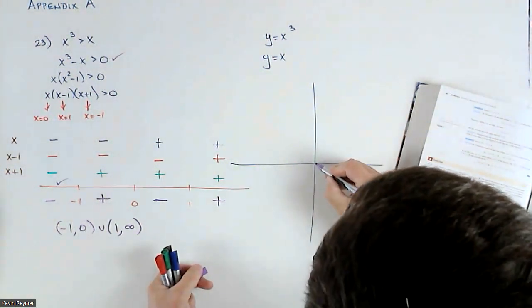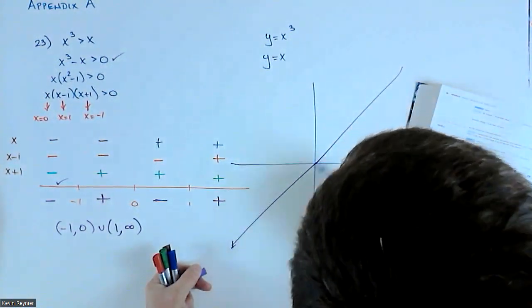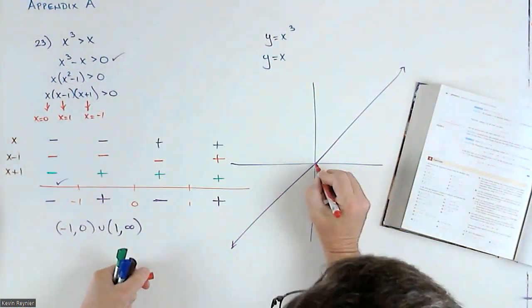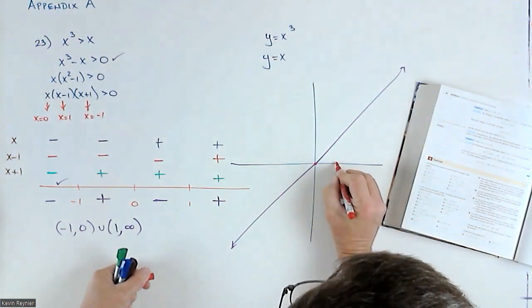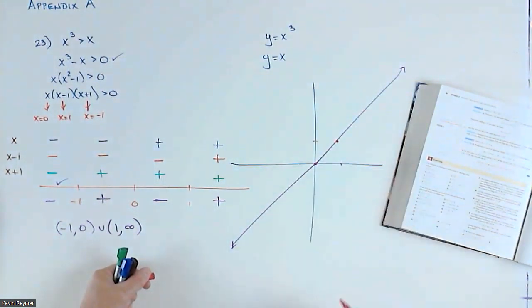Y equals x obviously goes like this. It's a 45-degree line, goes like this. Y equals x cubed, right? Y equals x cubed. We know it goes through 0, 0. 0 cubed is 0. We know it goes through 1, 1, right? It goes through here.